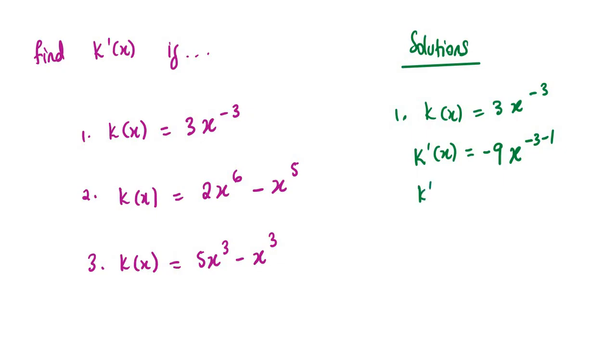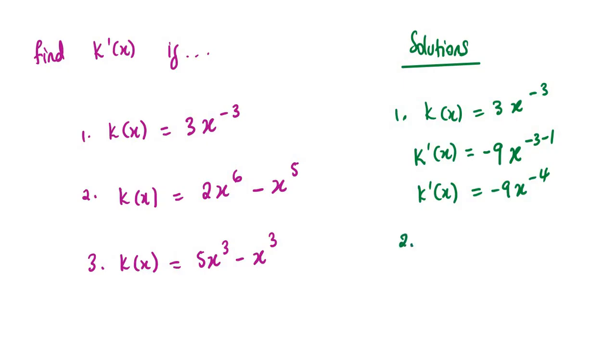Then I'm simplifying the derivative here. My derivative will be minus 9x to the power of minus 4. Where did I get minus 4? I got it by subtracting 1 from the exponent. Minus 3 minus 1 is minus 4. Where did I get the negative 9? Remember, I said the coefficient multiplied by the exponent. Good. Got it? Hope you got it.